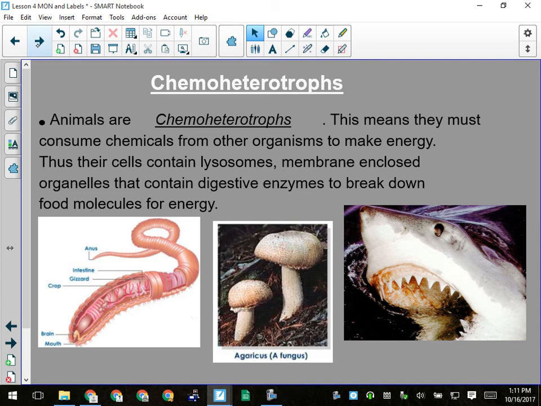So, animals are what we call chemoheterotrophs. Okay, so that's going to be a key term there. Chemoheterotrophs. Strictly speaking, that word means chemical other feeder. In other words, they feed on the chemicals from other organisms. They require the organic material of other organisms, plants or animals or whatever, as nourishment.